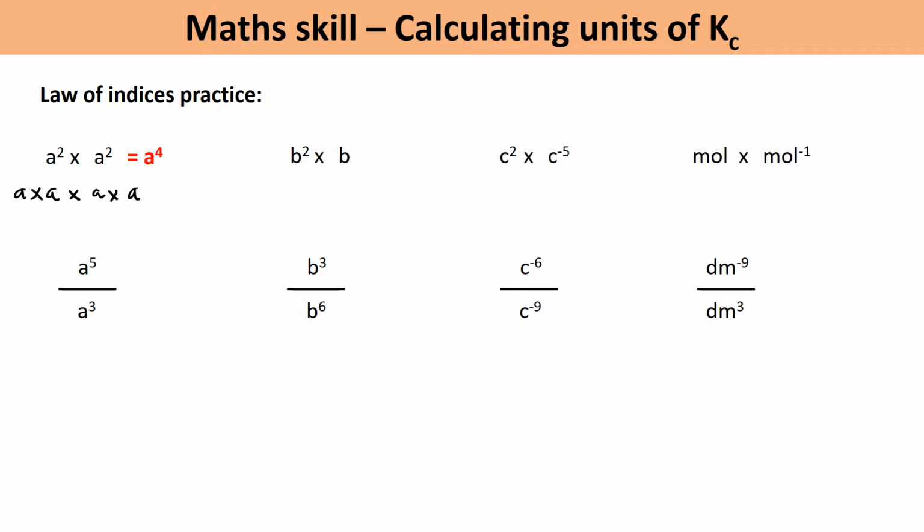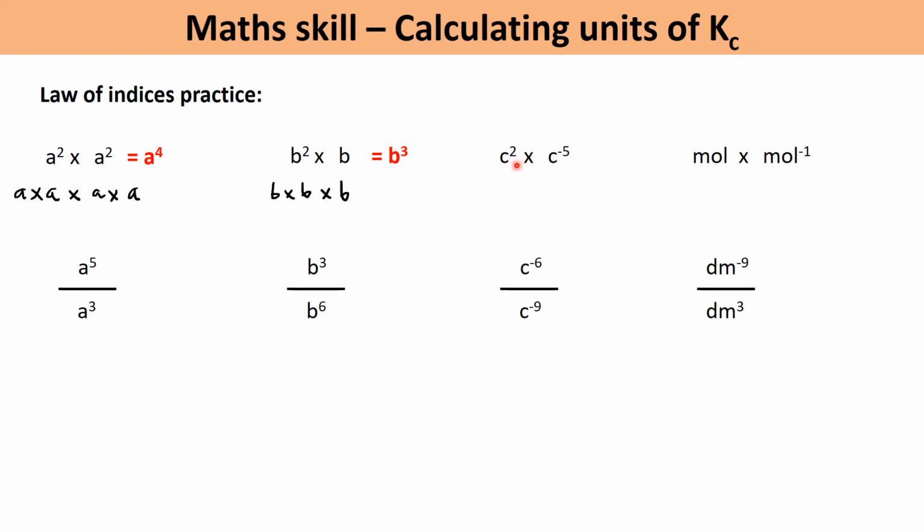So using the same logic here with our example for b, we have got b times b, which is equivalent to b squared, times b. Well, that's a total of 3 times on b, so we're getting b cubed. Okay. Now let's have a look over here at c squared times c to the minus 5.